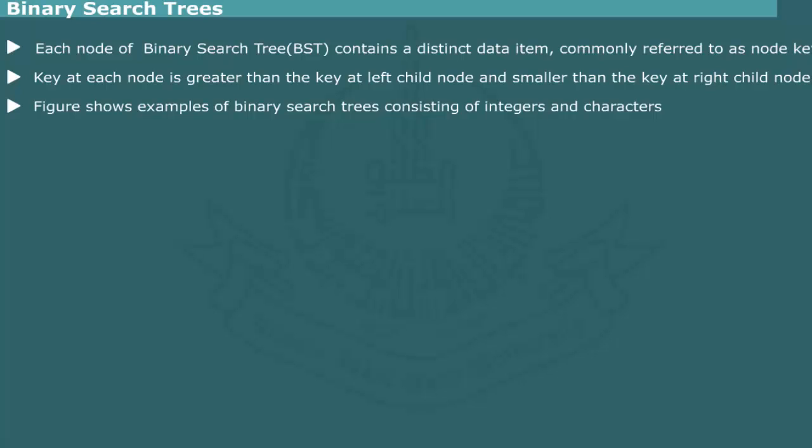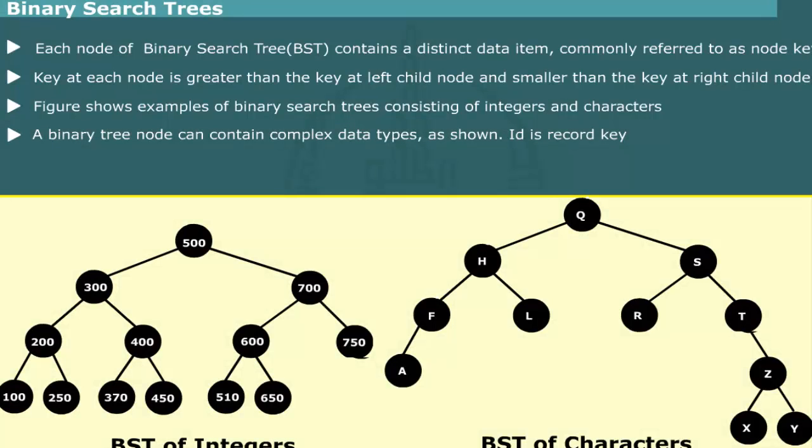In practice, nodes of a tree can contain simple data types such as numbers, characters, or strings. Figure shows some examples of binary trees containing numbers and characters. In many practical problems, such as databases, the nodes of a tree consist of records comprising several fields. One of the fields is designated as record key or key for the node storing the record.